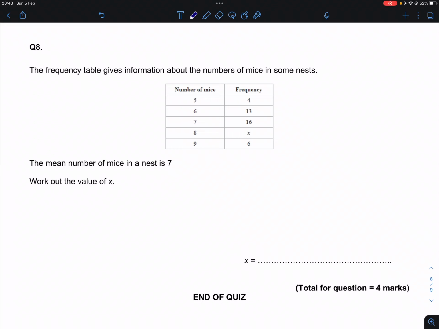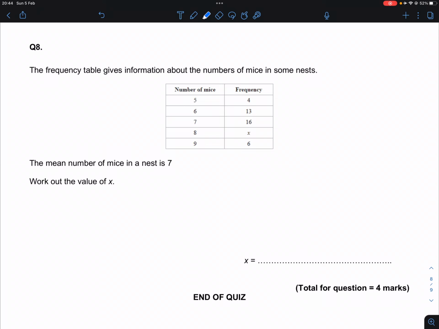Question 8. The frequency table gives information about the numbers of mice in some nests. So we have 5 mice in a nest that's been observed 4 times. 6 mice in a nest has been observed 13 times. There are 16 nests that contain 7 mice, an unknown number x of nests that contain 8 mice, and 6 nests that contain 9.